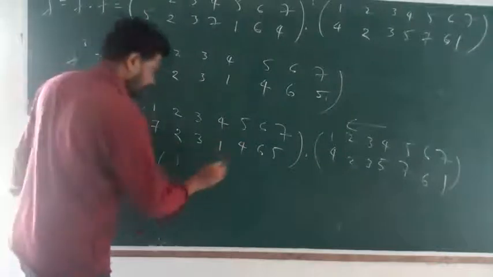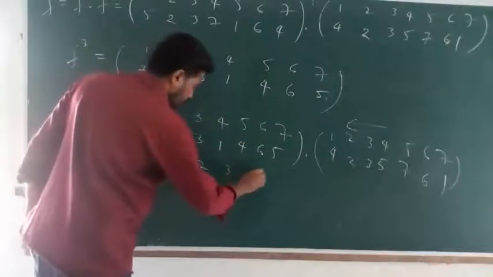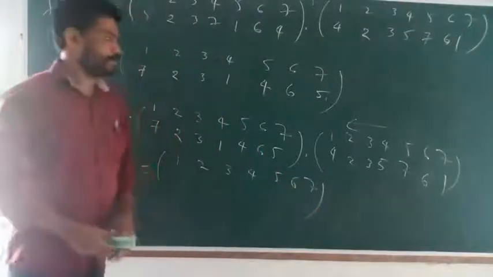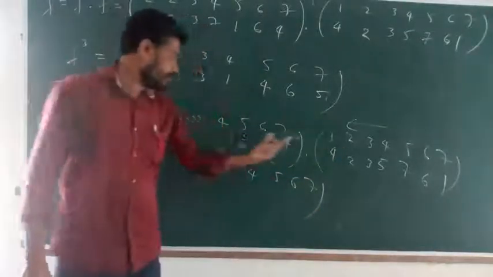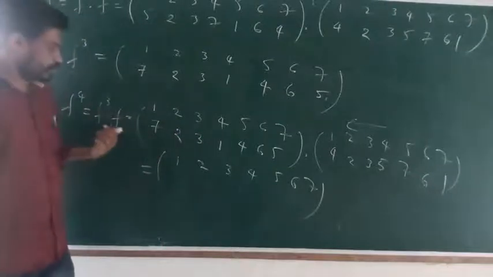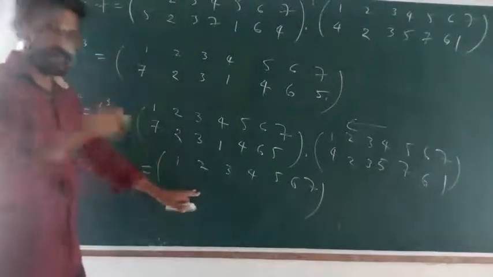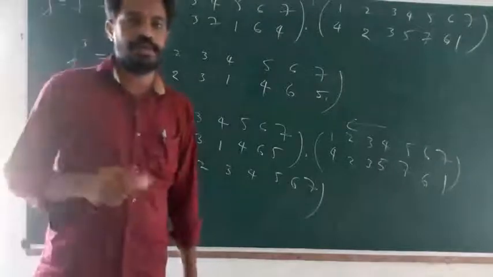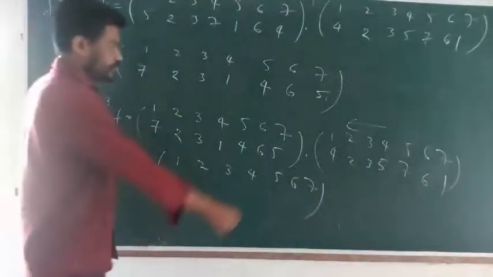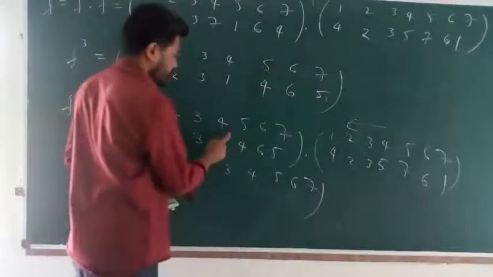So 1, 2, 3, 4, 5, 6, 7. So this is the F permutation, this is the F cube permutation, total F power of 4. So this F power of 4 is the identity permutation, you can stop. Otherwise you can do F power of 5, F power of 6, okay. So this is F into F cube.